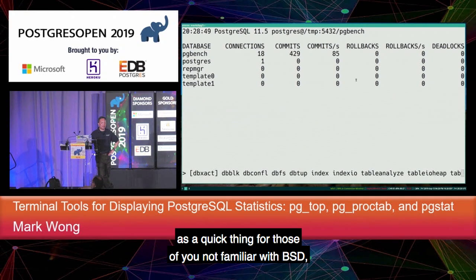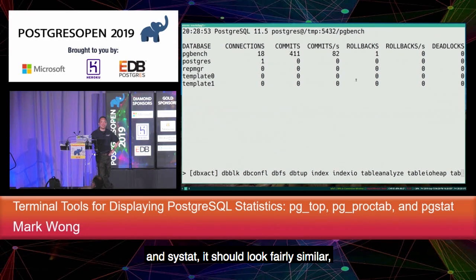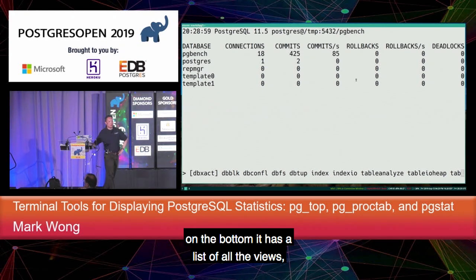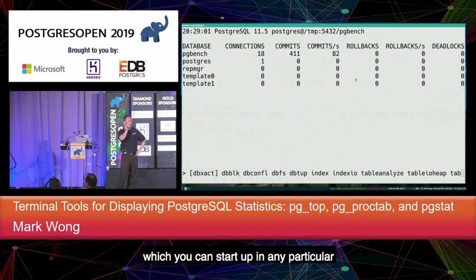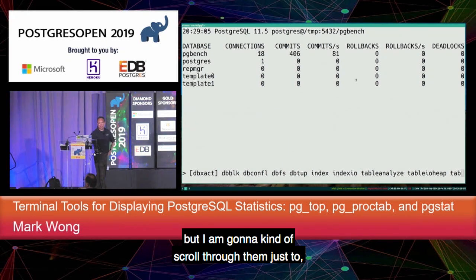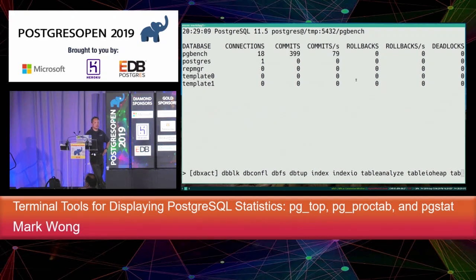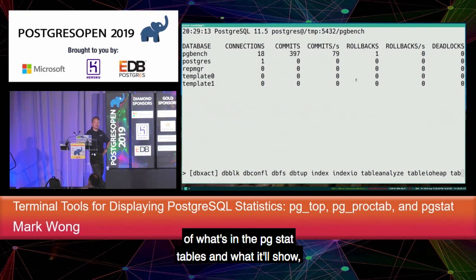As a quick thing for those of you not familiar with BSD and systat, this should look fairly similar. On the bottom, it has a list of all the views, which you could start up in any particular view that you wanted to, but I am going to scroll through them, also as a combination of a review of what's in the pg_stat tables and what it'll show.